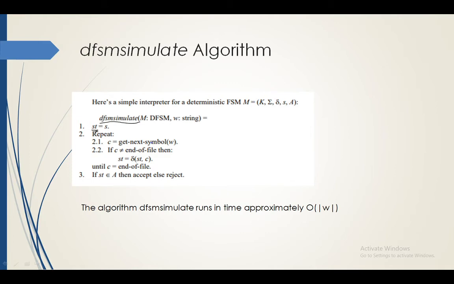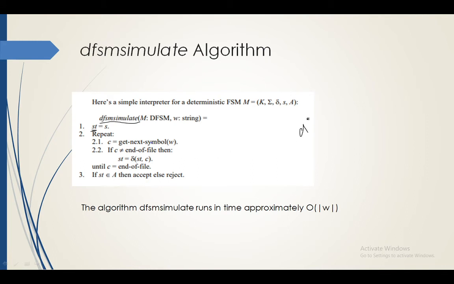ST is nothing but the current state. ST equal to the start state, so I'm going to start from the start state. Then in the second step, I have written code to read the characters and perform the actions. Repeat this until C equal to end of the file. What is the first step here? C equal to get next symbol from the W.